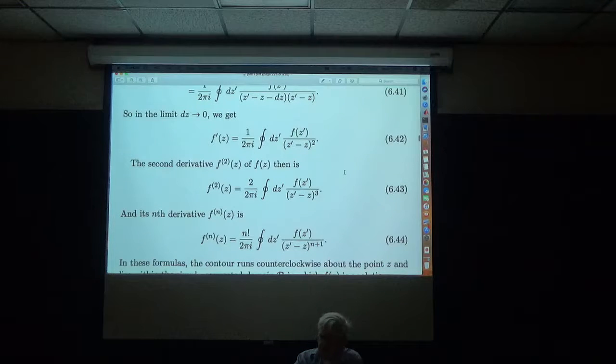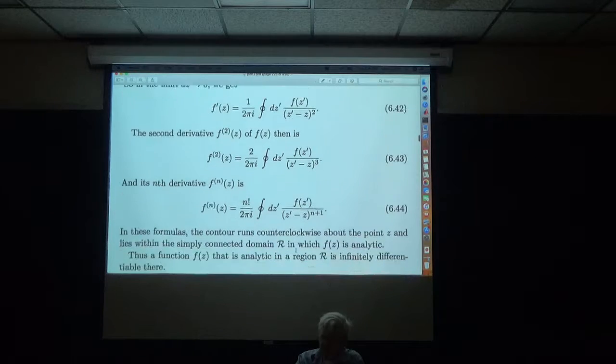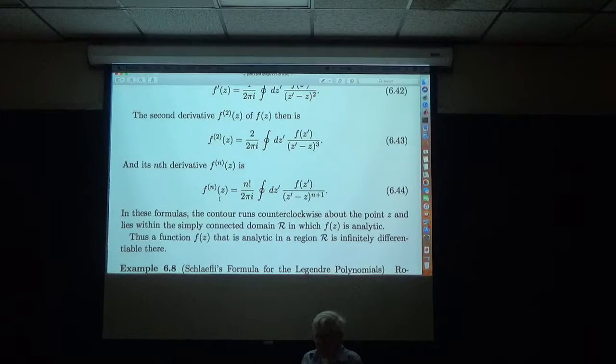And then if you differentiate that, you get a formula for the second derivative. And when you differentiate this, you get the 2 coming up, and the 2 appears here, and z prime minus z is then the third power. And the general formula is that the nth derivative of an analytic function at z is n factorial over 2 pi i times a contour integral of f of z prime over z prime minus z to the n plus 1. And that's an important result. And one of the amazing things about complex variable theory is that it follows immediately, essentially, from Cauchy's integral theorem and Cauchy's integral formula.